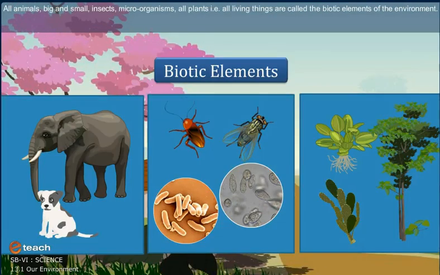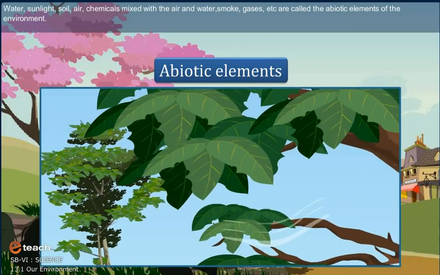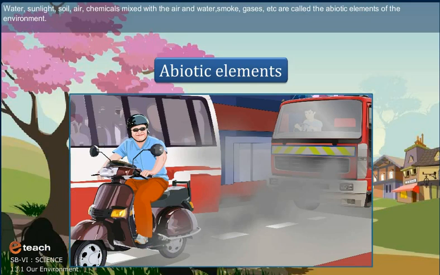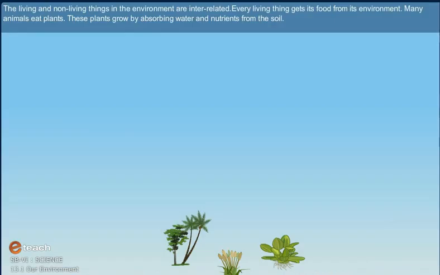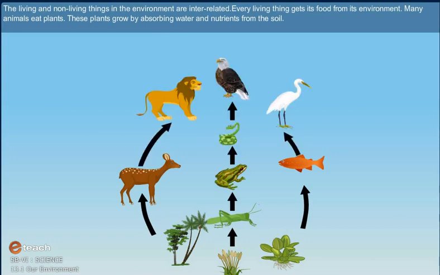All animals, big and small, insects, microorganisms, all plants, that is, all living things, are called the biotic elements of the environment. Water, sunlight, soil, air, chemicals mixed with air and water, smoke, gases, etc. are called the abiotic elements of the environment. The living and non-living things in the environment are interrelated.